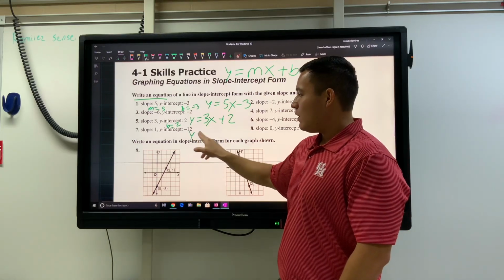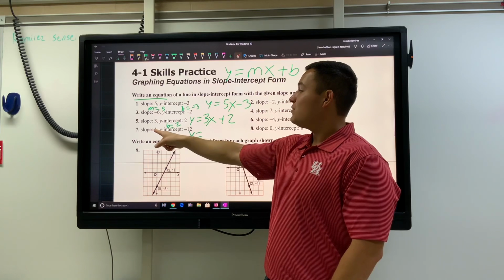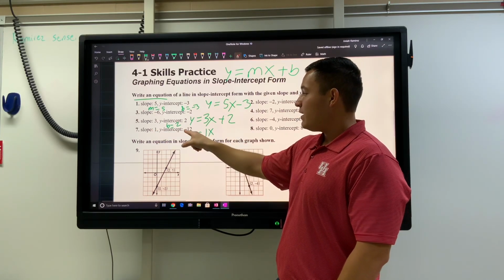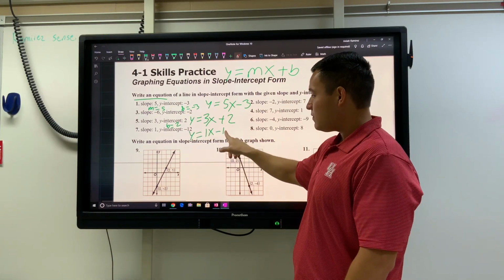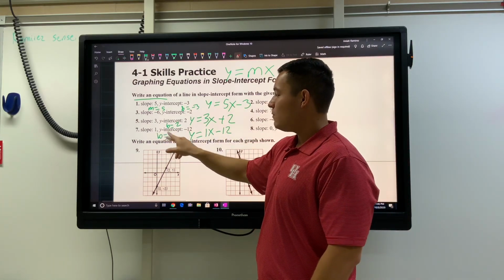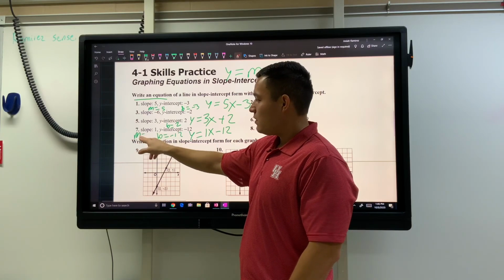Let's do it again. Y is equal to, we're just filling in this equation. The slope is 1x. The y-intercept is negative 12, so that means we're just going to be subtracting 12, because that's where the letter b goes. B is the y-intercept. M is the slope.